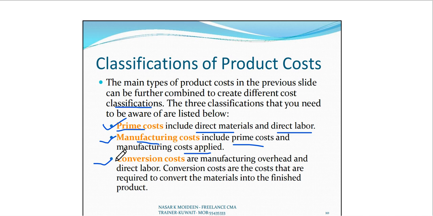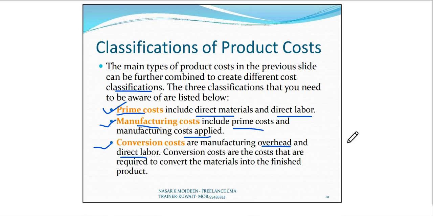So we will not consider here the material cost. We will consider only the labor cost and how much manufacturing overhead is incurred. So here we are skipping the material cost. So conversion cost is labor cost and the manufacturing overhead incurred. So how much cost you incurred to convert the raw material into finished goods. This is what we call conversion cost.